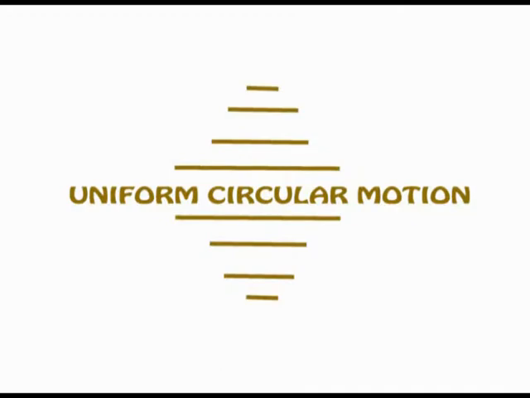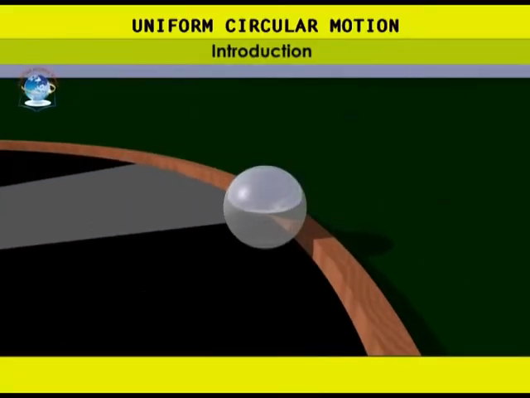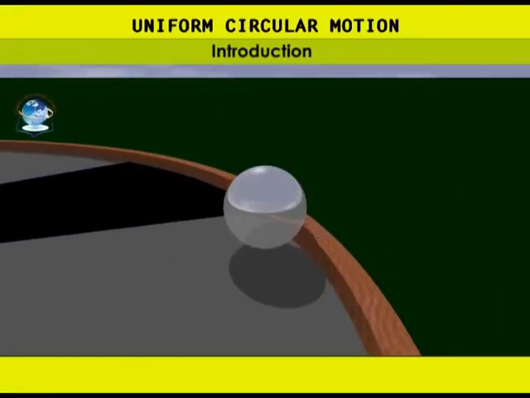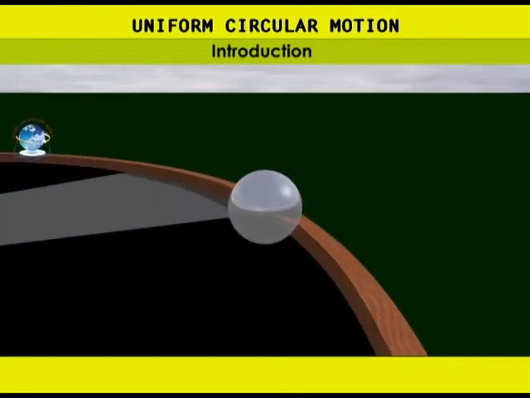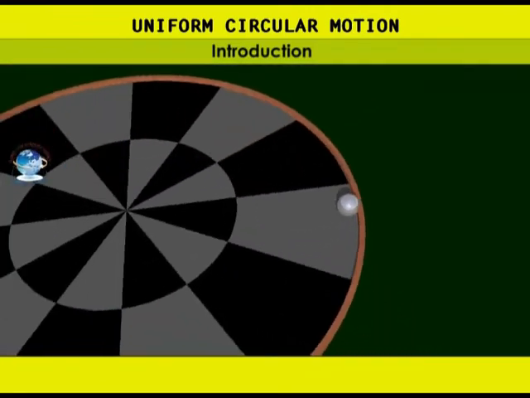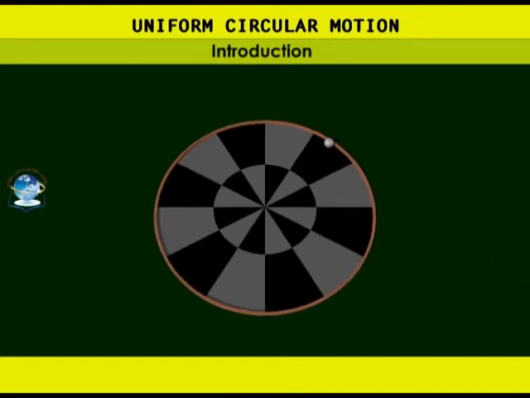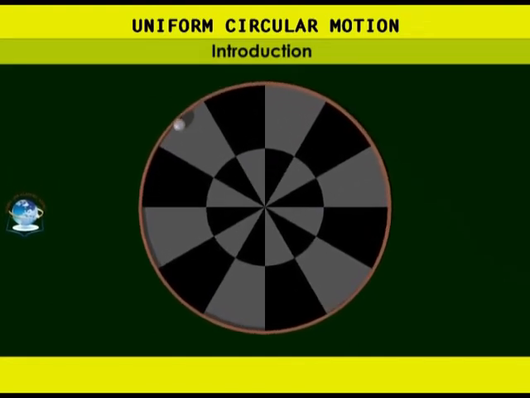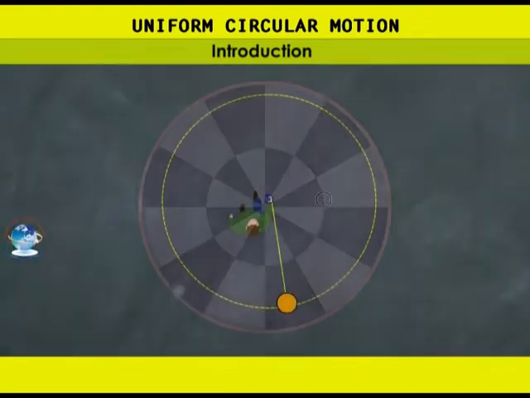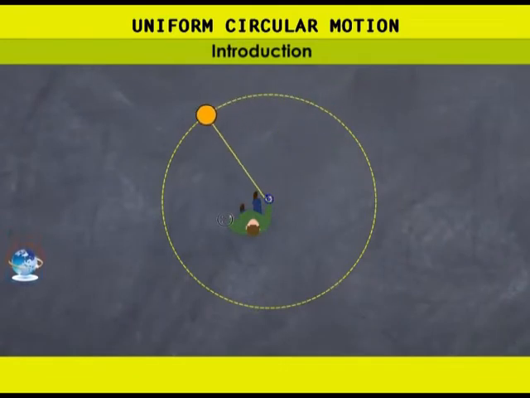Next chapter, uniform circular motion. Now, the motion of an object along a curved path is called curvilinear or circular motion. Uniform circular motion, therefore, is the movement of an object along a curved path at uniform or constant velocity. In other words, its speed does not change with time.